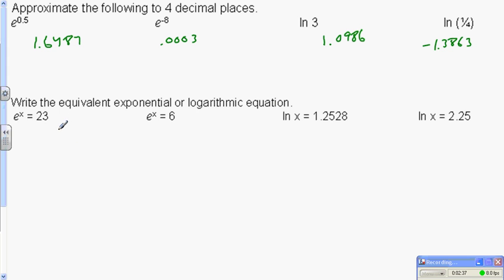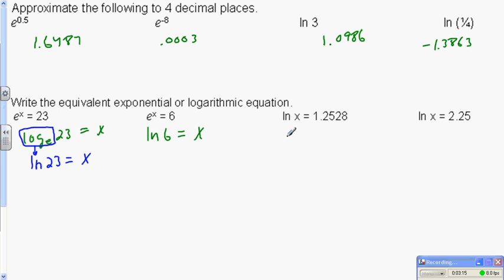Alright, now here we have exponential notation. Let's change it to logarithmic. Again, I could write log base e of 23 equals x, but because of the notation ln, we don't actually have to write it that way. We could just write ln 23 equals x. So this part is taken care of by the ln notation. The next one would be the same: ln of 6 equals the exponent, that's x.